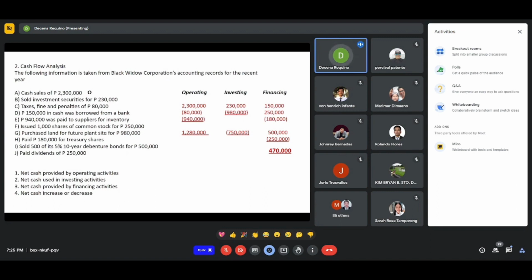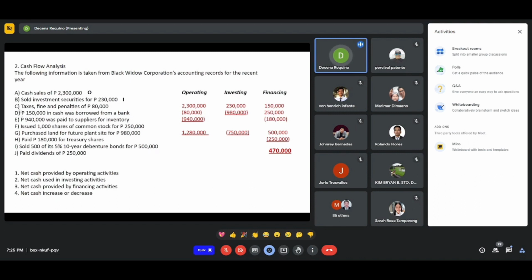Then yung pangalawang transaction, nag-sold ka daw ng investment security for 230,000. Since ang transaction is regarding investment, 'di ba pag investment, investing activity siya. So meron kang na-receive na 230,000 from the sale ng investment. Since investing activity siya, dito mo siya ilalagay under investing activity. So ayan yung naka-positive siya na 230 kasi nagbenta ka ng investment, so naka-receive ka ng cash.